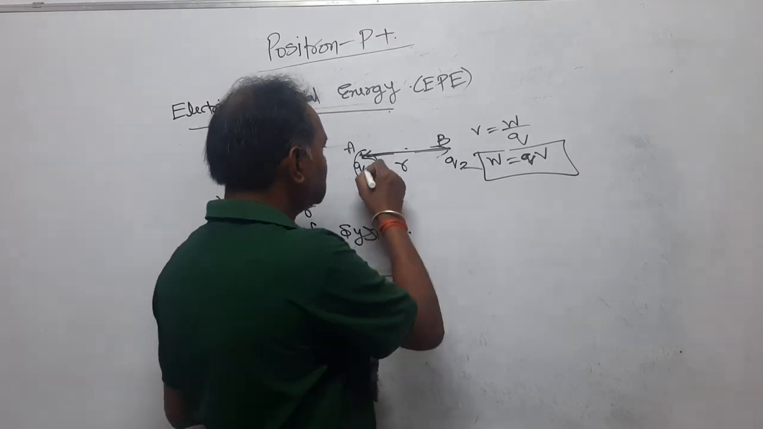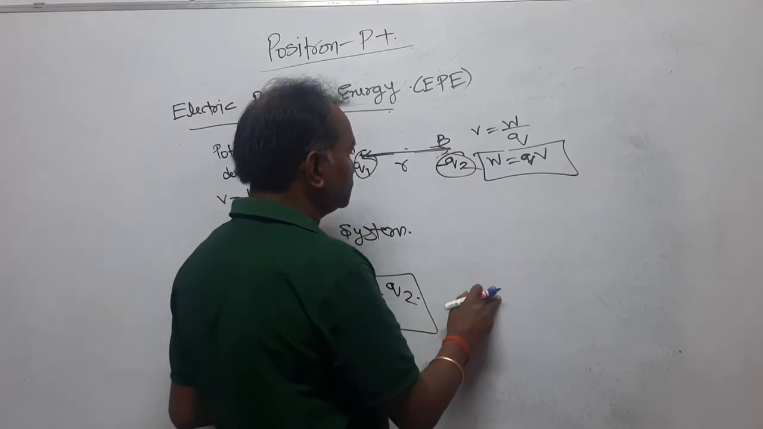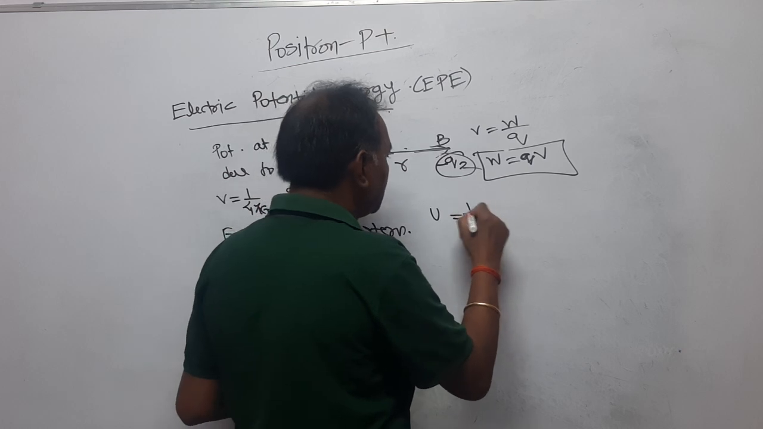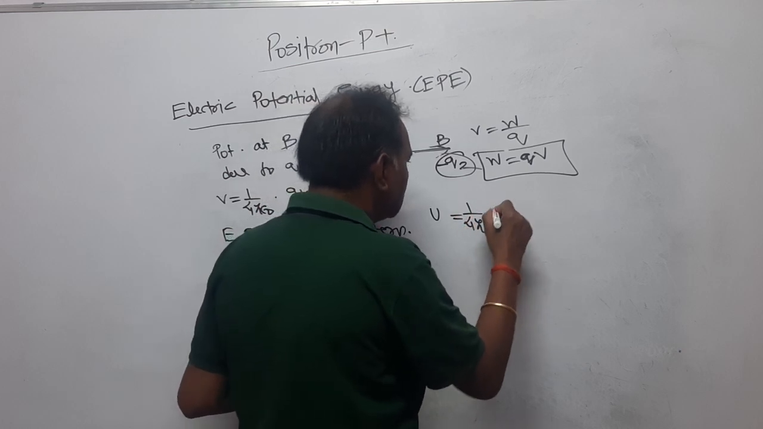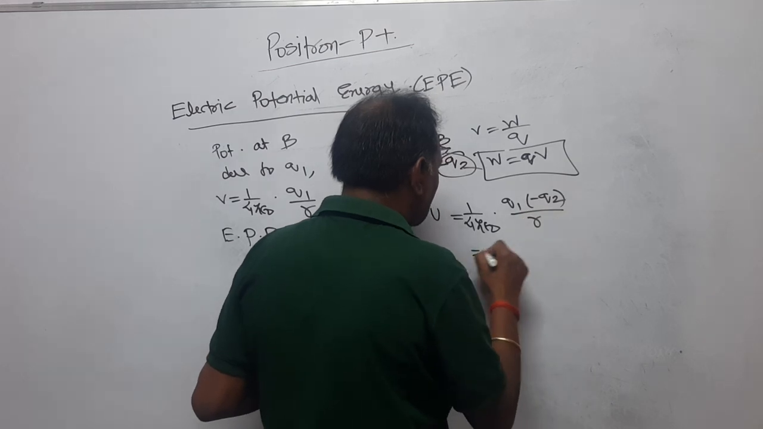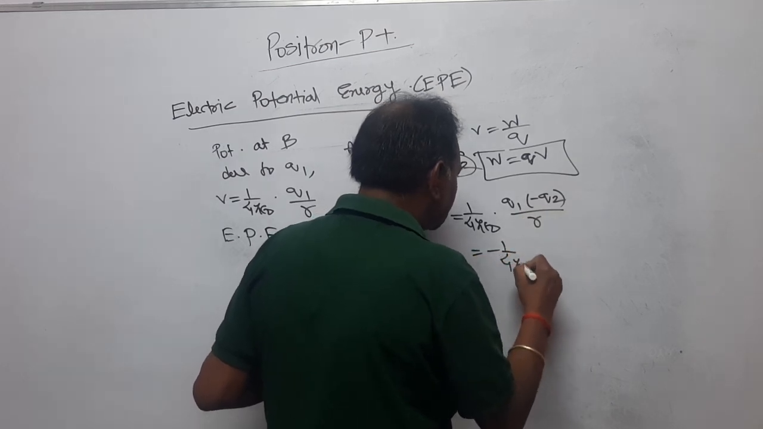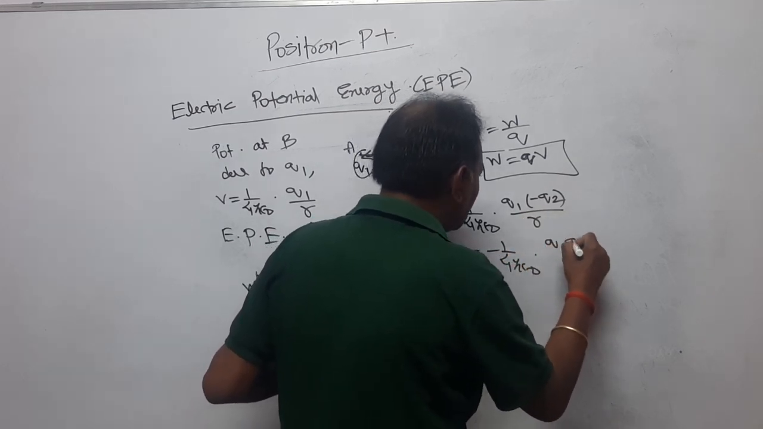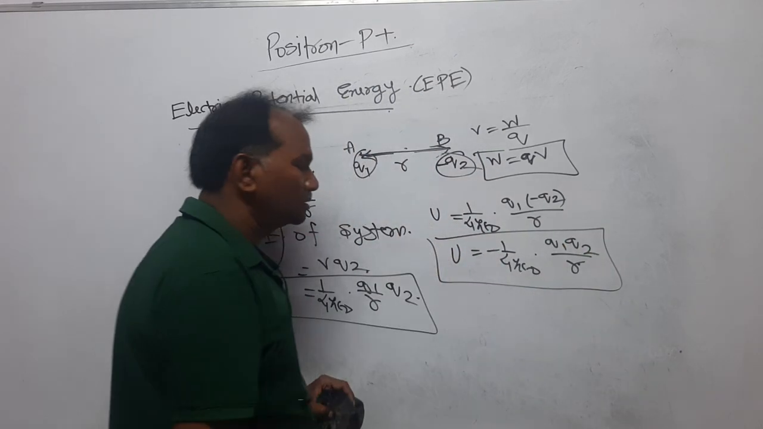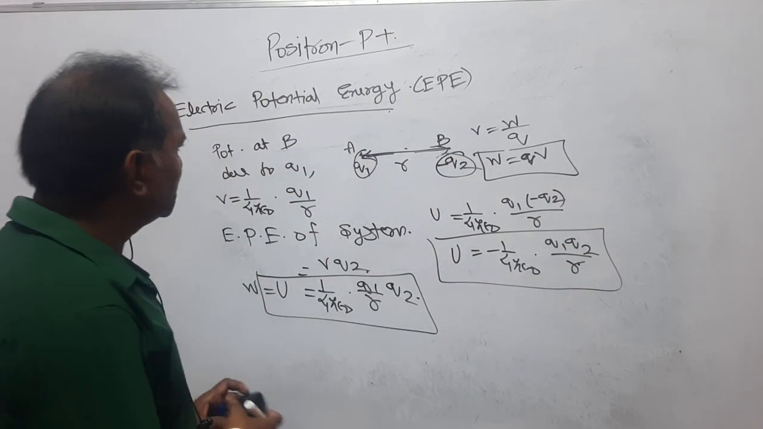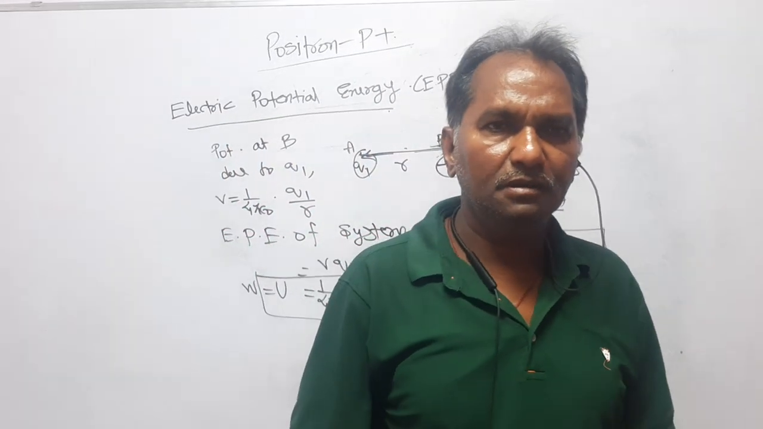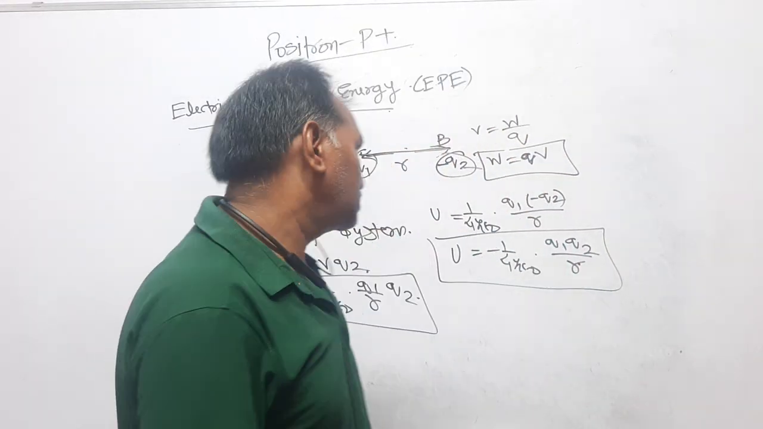If one charge is Q1 and the other is minus Q2, then the potential energy in this case is 1 upon 4 pi epsilon naught Q1 into minus Q2 by r, which is minus 1 upon 4 pi epsilon naught Q1 Q2 by r. Dear student, this is the way to find the electric potential energy of a system of two charges.